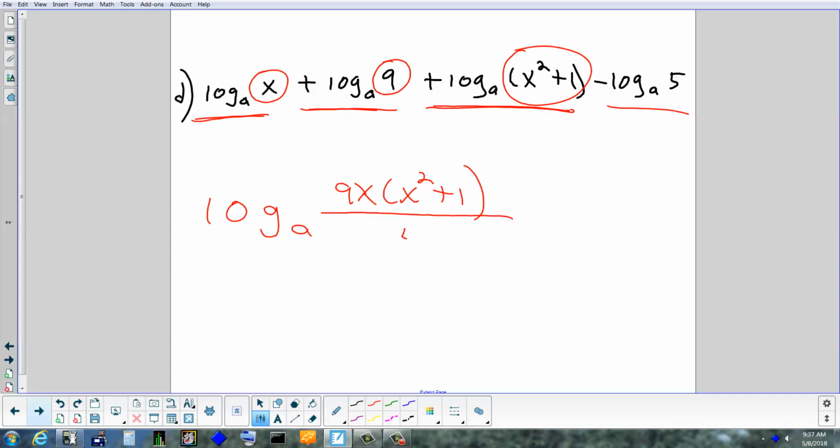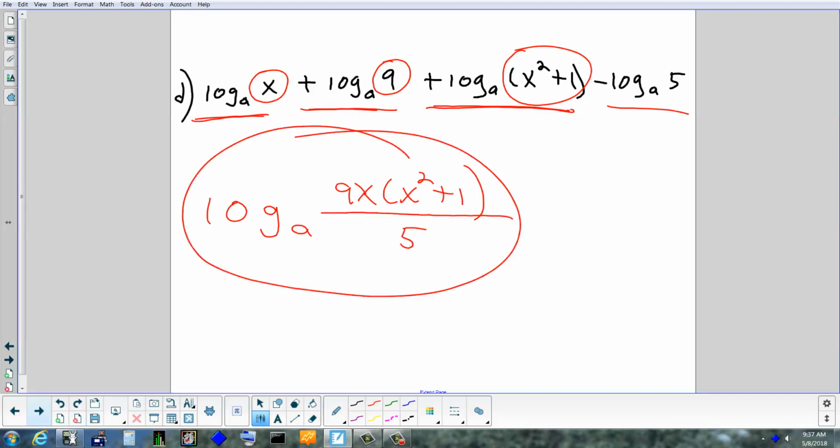5. And that's it. So at first it looks like it might be kind of a hard problem, but it really isn't that bad. How come 5 is a bonus? Because 5 is subtracted, and anytime you have subtraction, subtraction means divide. Yep. Everything else went in the top because it was times, times, times, and then the last one was a divide.